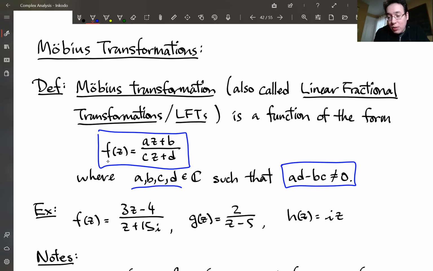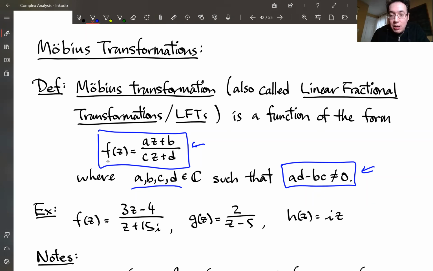So what this condition guarantees is that if ad minus bc is non-zero, then the numerator is not a constant multiple of the denominator. If that happens, then they cancel out and you just get a constant function, which is not interesting. So we're going to eliminate that case, and all other functions of this type form the group of Möbius transformations.